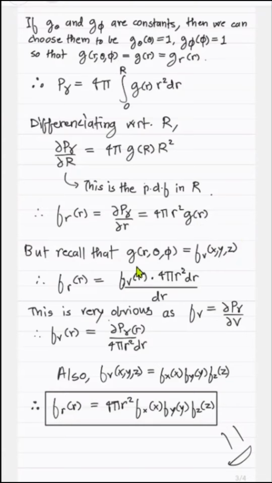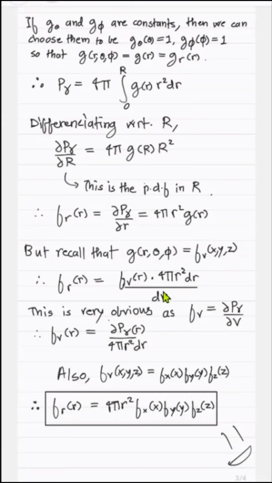But now recall that g of r, theta, phi is just f sub v. So actually f sub r of r is equal to f sub v at r, at some point which has x squared plus y squared plus z squared equal to r squared. It should really be f sub v of x, y, z, but whatever. So it's equal to f sub v of small r times 4 pi r squared. Once again, because this f is just dependent on r itself, not on theta and phi. If the only parameter you're dealing with is small r, why not think of it as a function of r itself? So it's just f sub v at r times 4 pi r squared.